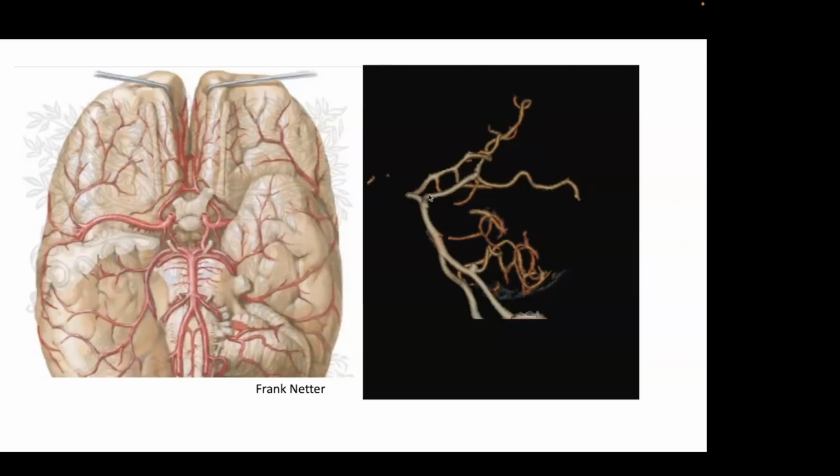Here's a surface model of the posterior circulation. Again, vertebral arteries, PICA. This is a PICA aneurysm. They often arise at the origin of the PICA. This is going to be the anterior inferior cerebellar artery. And well seen here is the posterior cerebral artery, which is going to be above the tentorium.